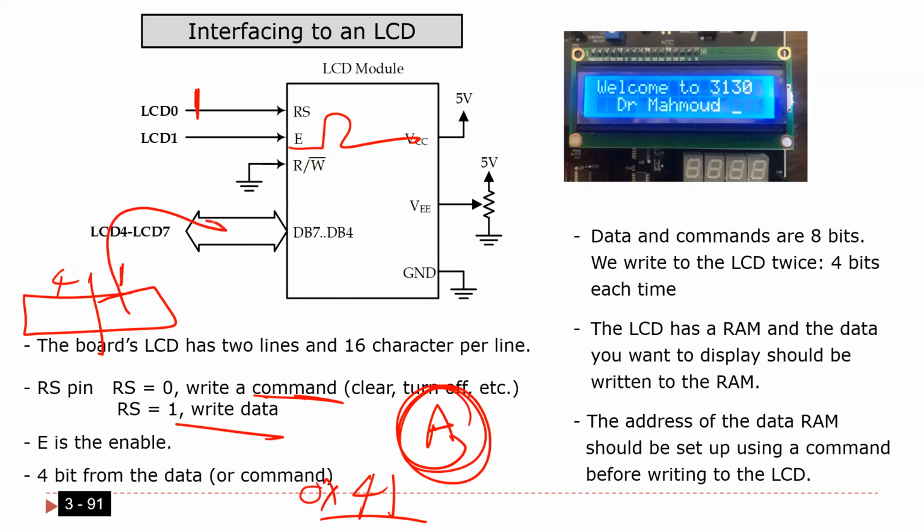But this time I have to put this 4 here, and then I have to generate a pulse again so that it can take them. It is slower. Yes, it is slower because you have to do it 2 times, 4 and 4. But it depends on the application for sure. If this speed is okay for your application, at least we can save some pins.